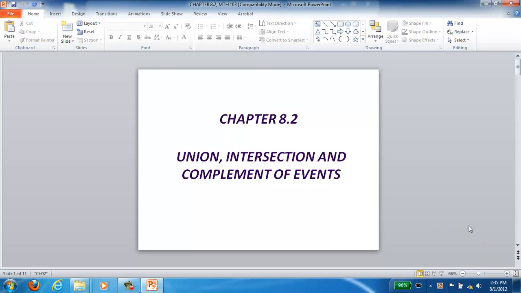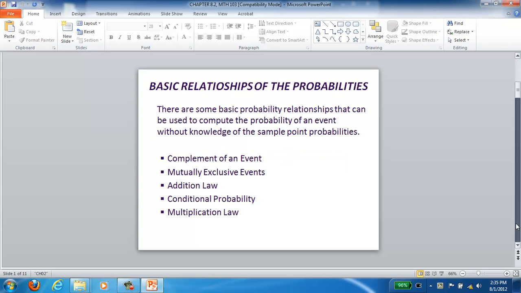Let's continue with the union, intersection and complement of events. These are the basic relationships of the probabilities: complement of an event, mutually exclusive event, addition law. We will talk about these three laws right now, and then tomorrow we will talk about the conditional probability and the multiplication law.